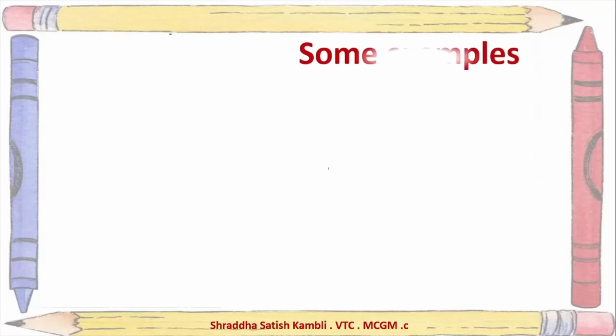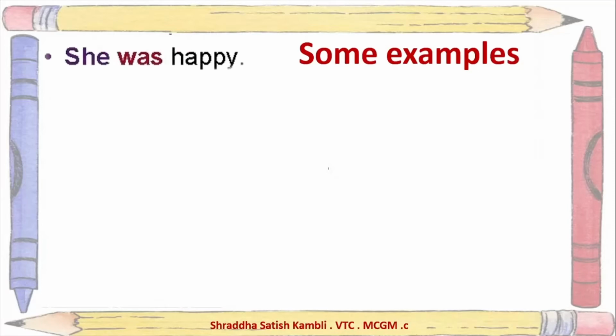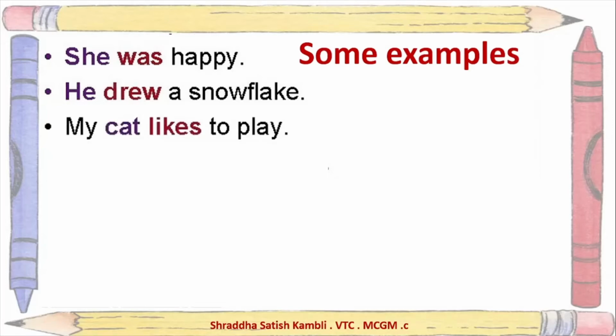Now, let us take a look at some examples of independent clauses. Here you have the sentence, "She was happy." She is the subject, was happy is the predicate, where was is the verb. Second, "He drew a snowflake." Complete meaning, what did he do? He drew a snowflake. So it is an independent clause. Then you have, "My cat likes to play." What likes to play? My cat likes to play. My cat, the subject, likes to play, the predicate.